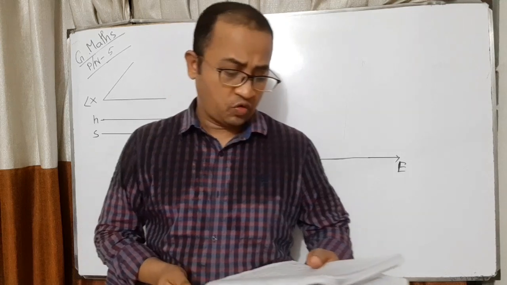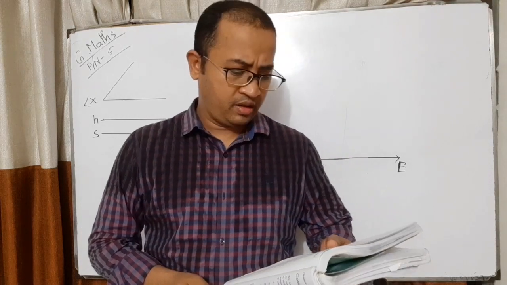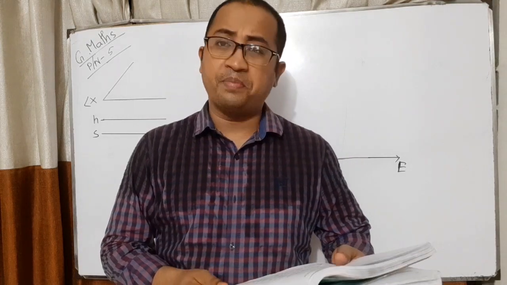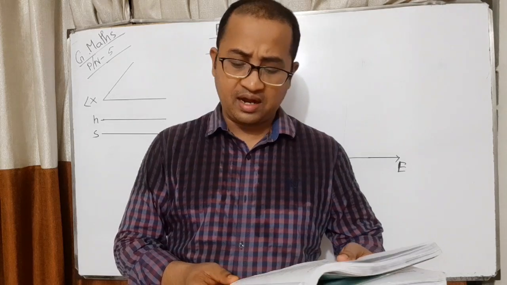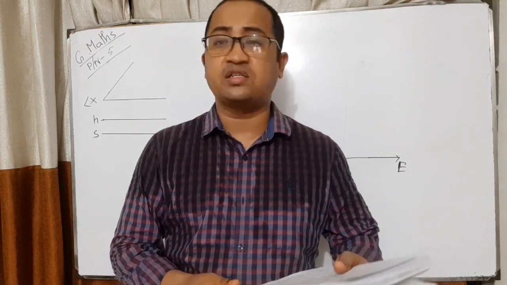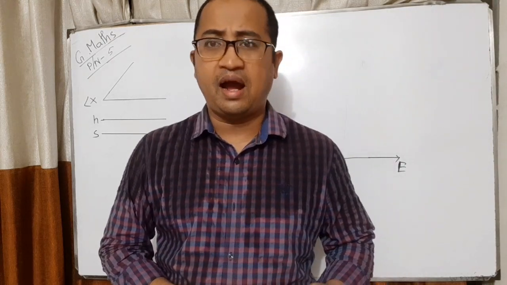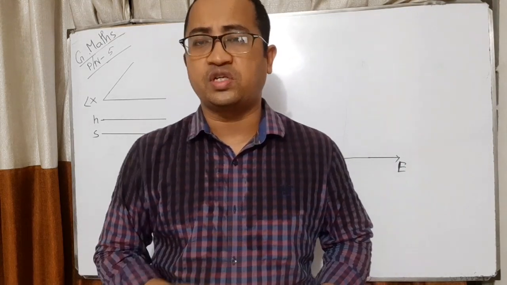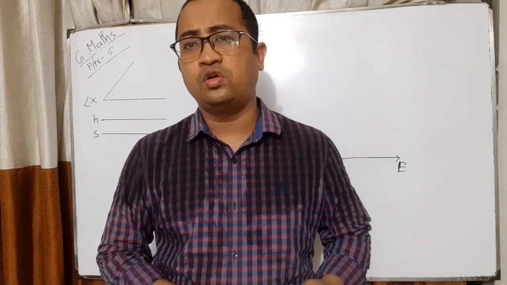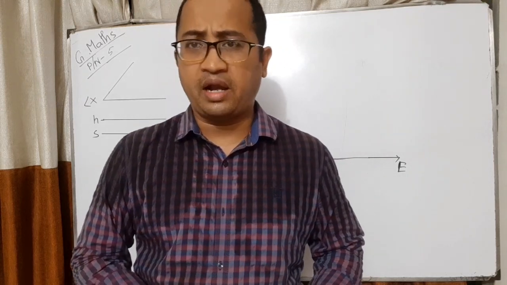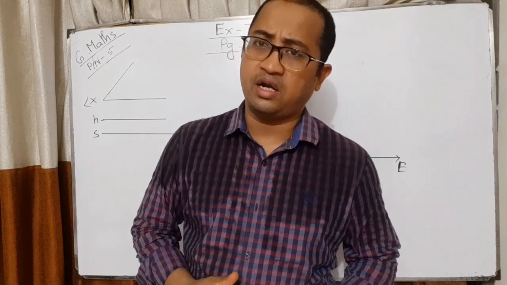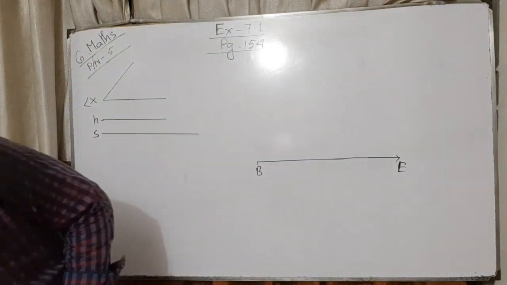Now, my dear student, look at question number 5. Construct a triangle when a base adjacent angle, the height and the sum of the other two sides are given. There are three pieces of information: base adjacent angle, height and sum of the other two sides. We will draw the triangle. We will construct the required triangle. Now look at the board.